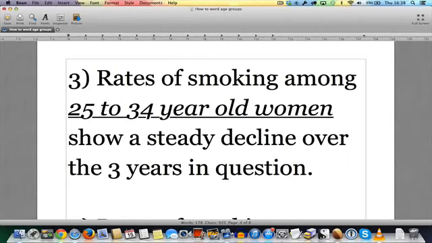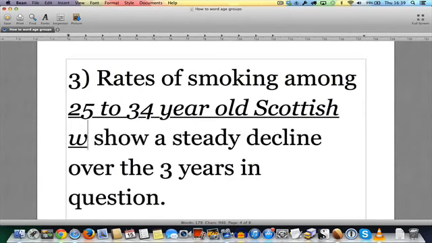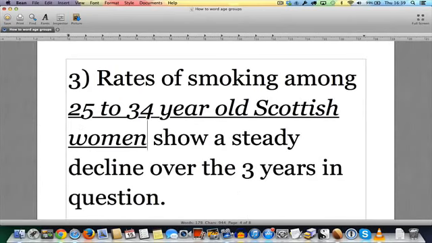Okay, another way to refer to the age group could be rates of smoking among 25 to 34-year-old women. And so here, this is not years old, it's not year-olds women, it's just year-old women. And so year-old is operating as an adjective here, and this is modifying women. So we could change this to year-old, I guess females, that might be kind of, it's not so colloquially accurate, but women would be fine, or Scottish women. Okay, show a steady decline over the 3 years in question.